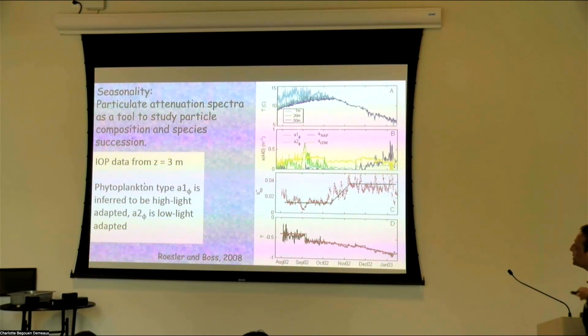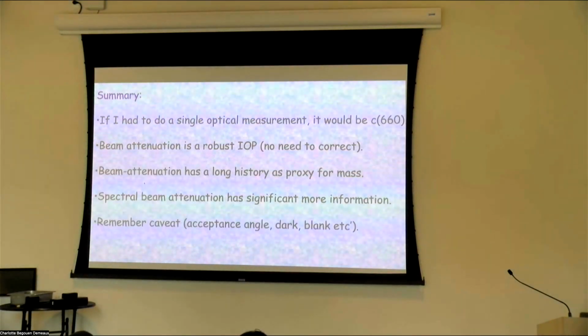And you can see those changes were directly related to changes in the kind of phytoplankton we had in the water. But this jump in gamma and the change in gamma as a function of time was indicative of changes to smaller species as we go down the season. And she could separate high and low light adapted.